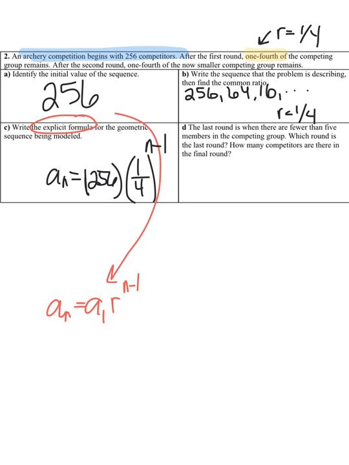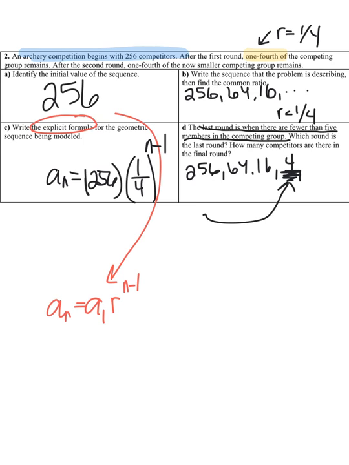So this may not be very helpful to use the formula, but we could just say, I've got 256, 64, 16. All right, one more round would give me 4. So it says the last round is when there are fewer than 5 members in the competing group. And we hit that right here. So which round is the last round? Round number 1, 2, 3, round 4 is the last round. So we can answer that question. Round 4 is the last round.